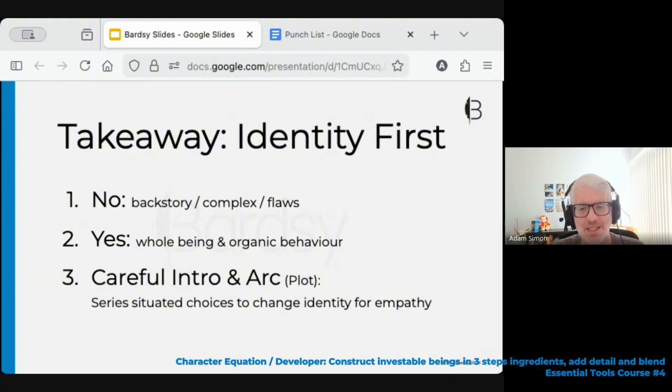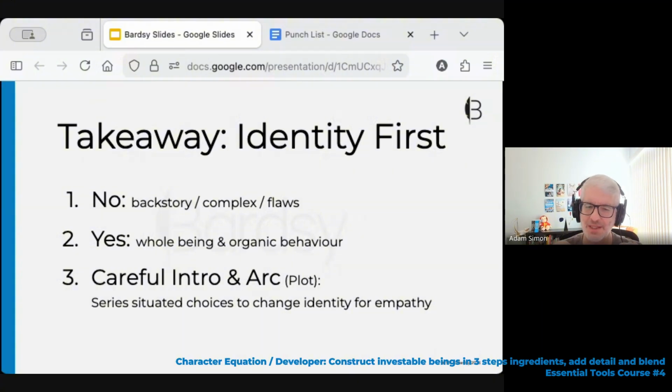If you're only tacking on another detail that happens to be a flaw, it's really not going to help you. So what should you do? You should build an identity for your fictional being as a whole persona. Even if they're an alien, they're still going to be human to us. Can't help it, right? And then we want that whole being to exhibit organic behavior. That is what we are doing in our storytelling and in our writing.